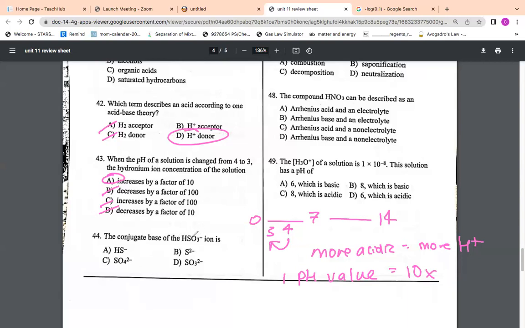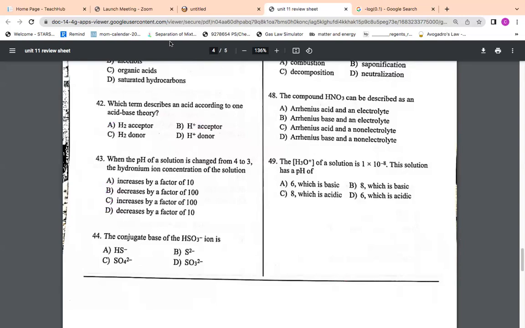Next, the conjugate base of HSO3- ion is what? If we're looking for the conjugate base, that means that this is the acid. Acids always donate hydrogen ion. So we have to get rid of that H. So we're getting rid of H+. So not only are we losing the H, but we're also getting rid of that positive charge. So we're losing positive charge. We're going to be even more negative now. So it's going to be -2. So we're going to want to go with choice D. Okay.